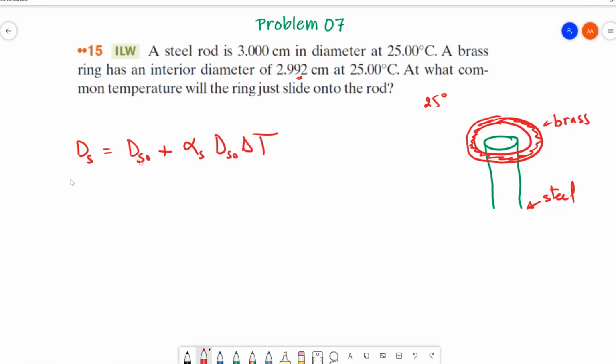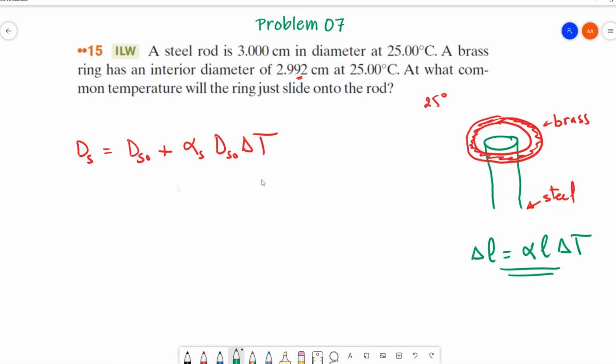Why can I use this one? Remember, I will put it here. The general formula, what does it say? Any length will become delta L equals alpha L delta T. So delta T is here. The length I'm looking at is the diameter. Alpha is here, and if I take this one to the left, I will have delta D or delta L. Okay. So I am using this general formula.